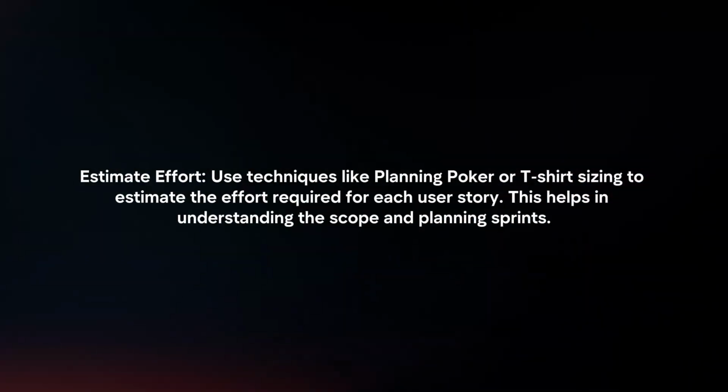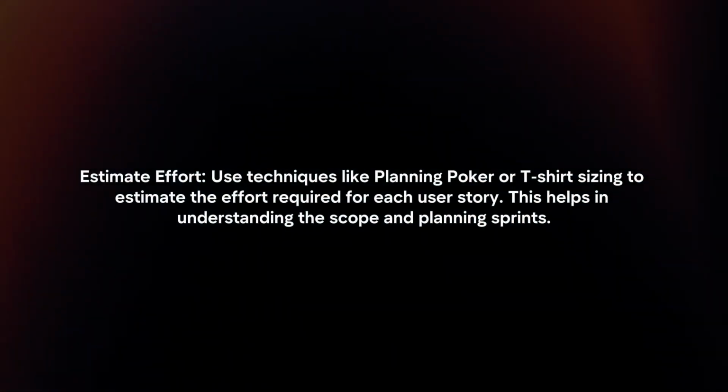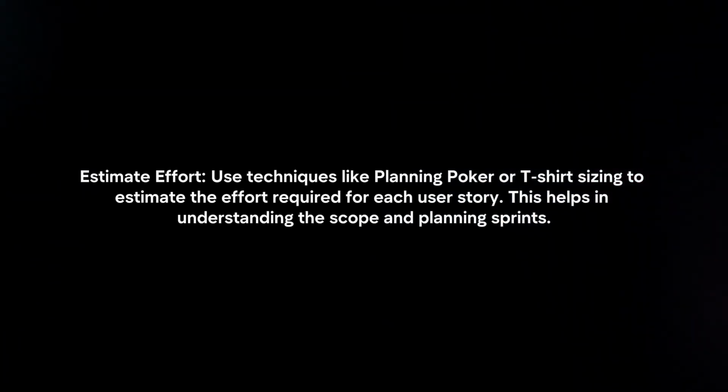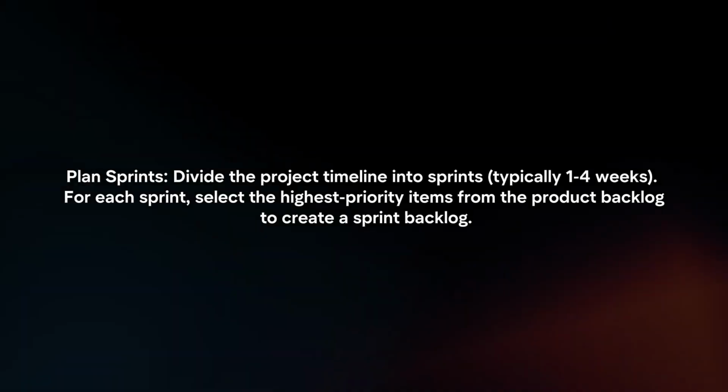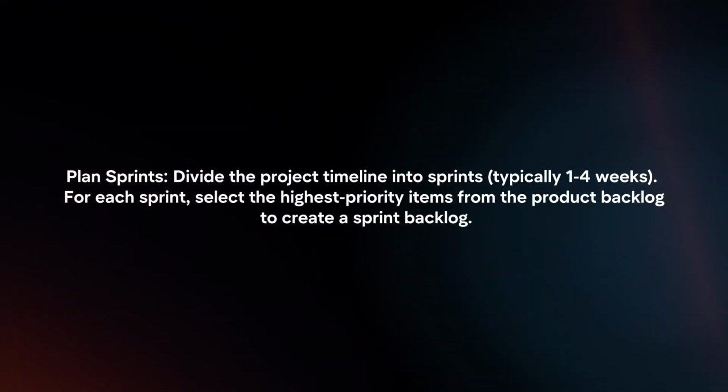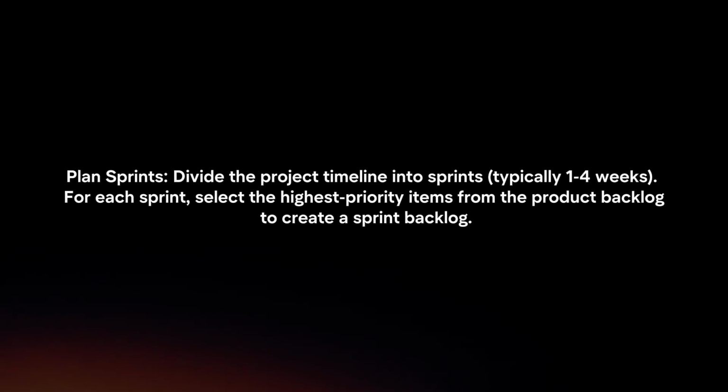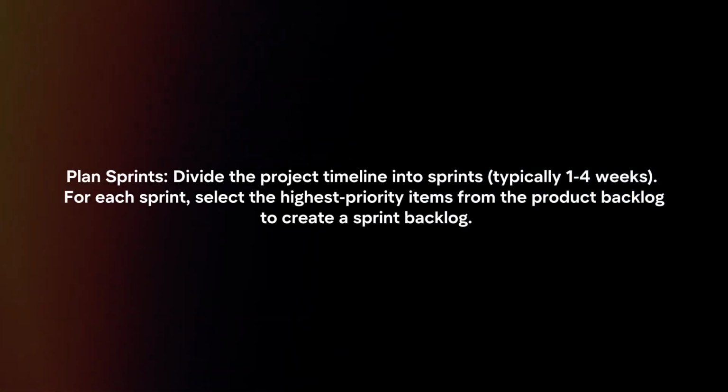Estimate effort. Use techniques like planning poker or t-shirt sizing to estimate the effort required for each user story. This helps in understanding the scope and planning sprints. Plan sprints. Divide the project timeline into sprints. For each sprint, select the highest priority items from the product backlog to create a sprint backlog.